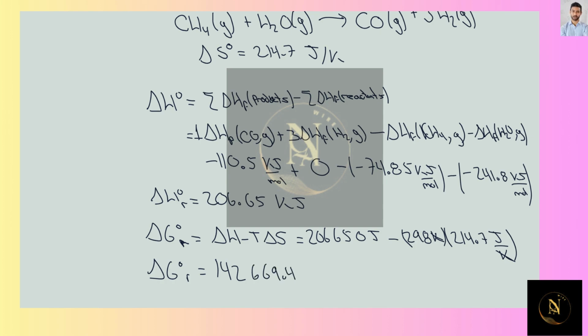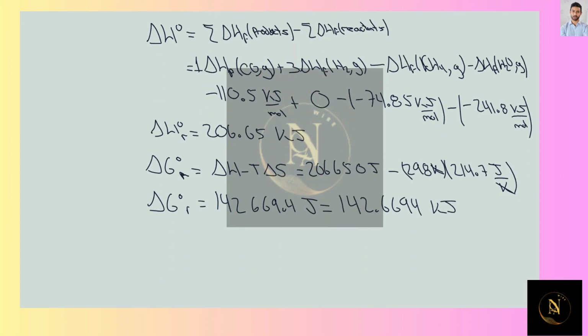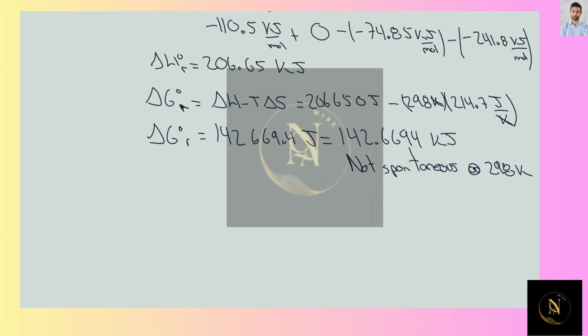142,669.4 joules. Or, which is the same, 142.6694 kilojoules. So the reaction is not spontaneous at 298 Kelvin. So now the question is, at what temperature does step 1 start to become spontaneous?